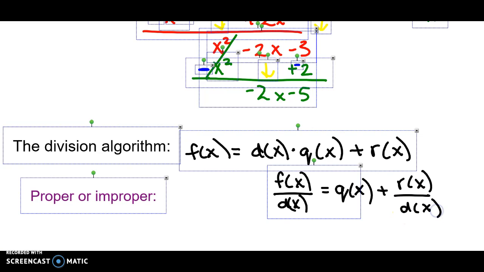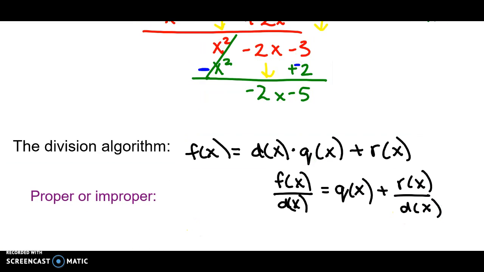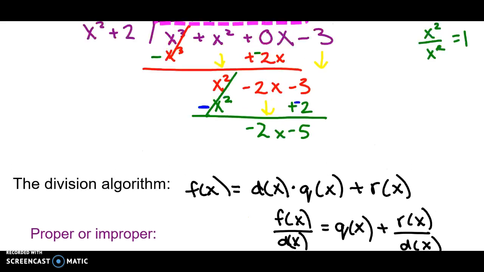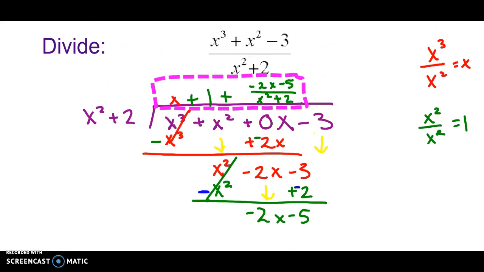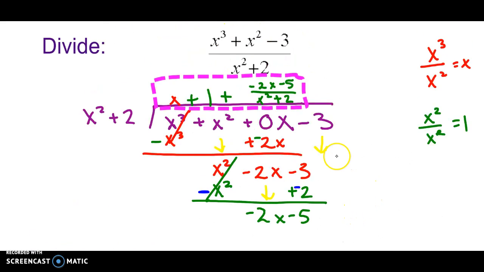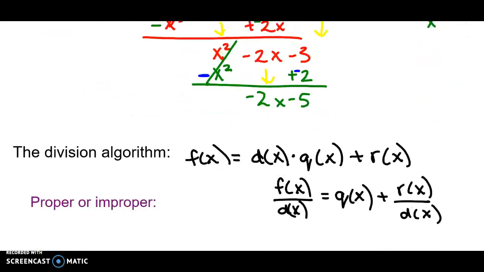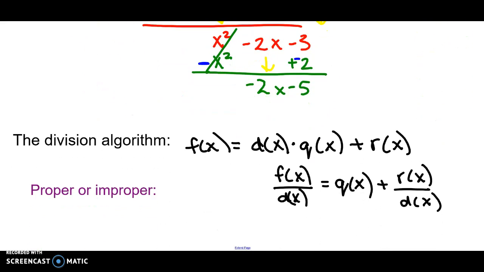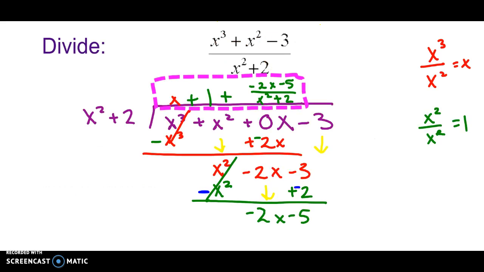This is actually how we were given the problem in the first place. So remember, we had the function f of x divided by our divisor. This is like our given problem. So in this form, function divided by divisor, we said that that was equal to the quotient plus the remainder over the divisor. So that's what this form right here is telling us. And again, that's just understanding that relationship.